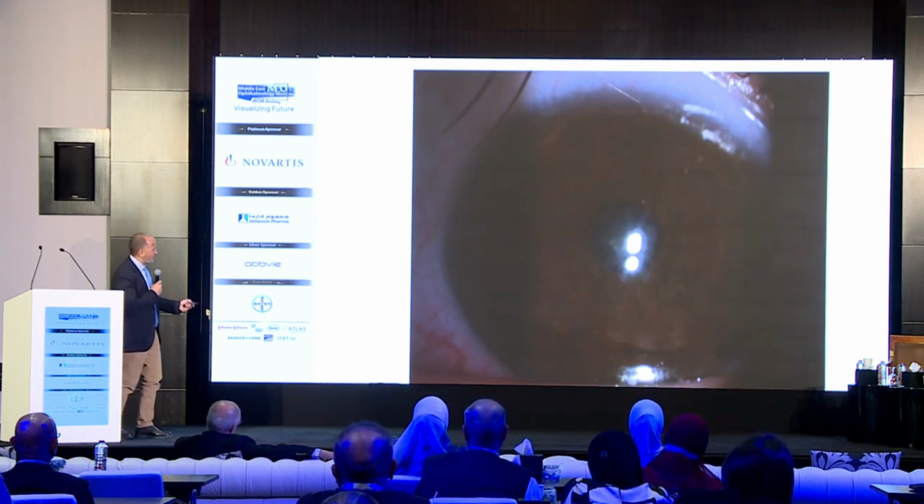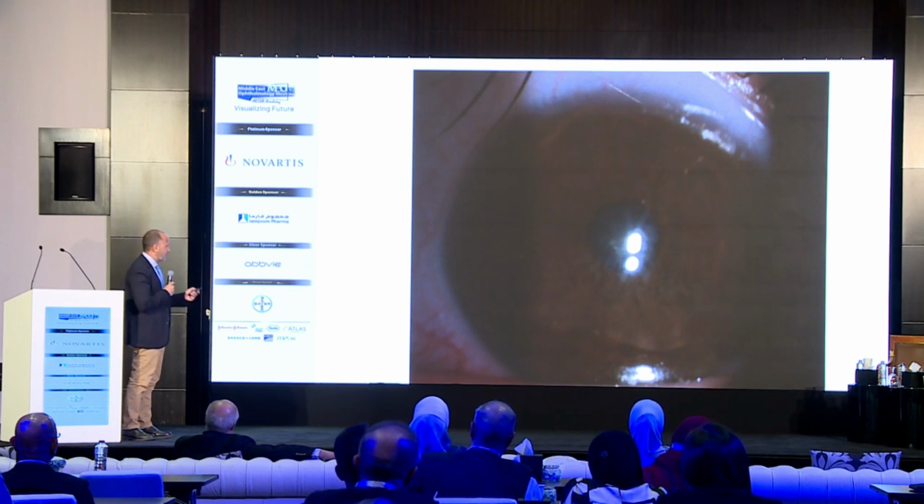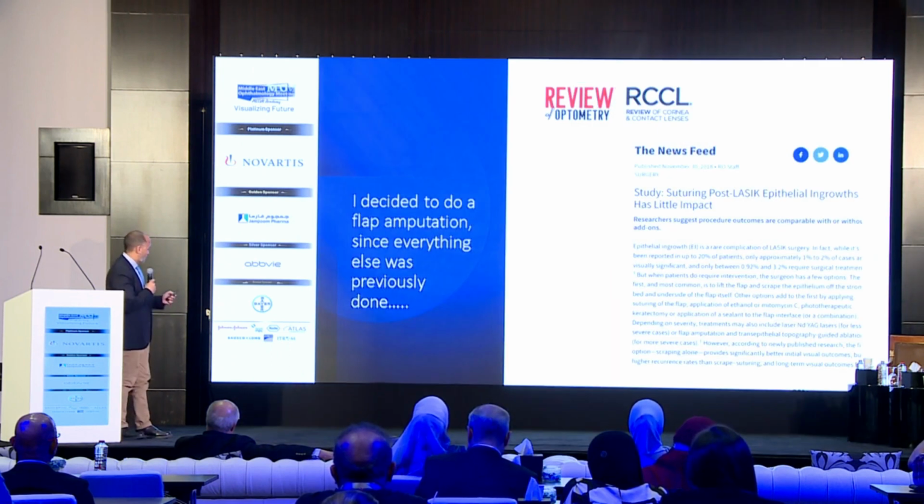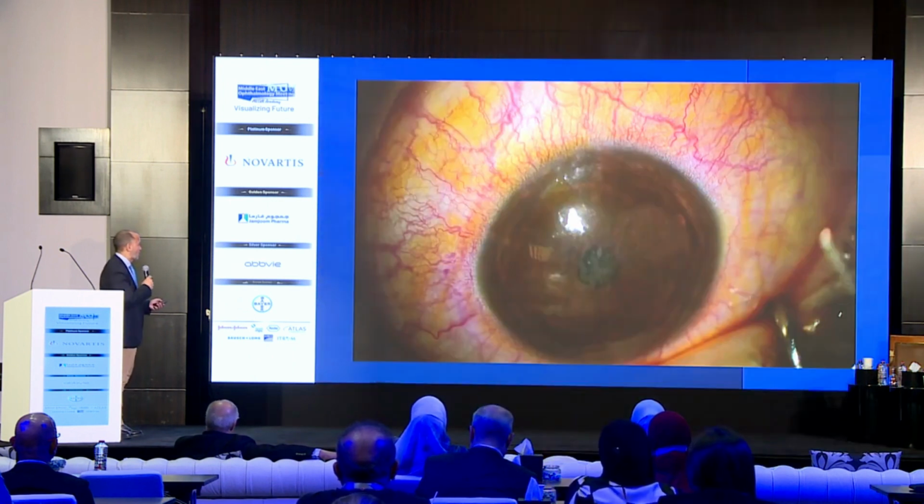The picture, I'm not sure if it is very clear or not. He had lower flap melting and epithelial ingrowth. Not as severe as the second time, but definitely severe enough to deteriorate his vision. So I decided to do a flap amputation since everything else was previously done, and I think this is a landmark study that showed that suturing post-LASIK epithelial ingrowth has really little impact, in contrast to our current knowledge. So can you play the video, please?